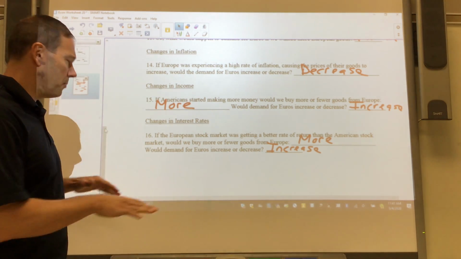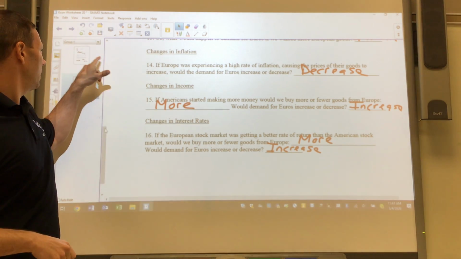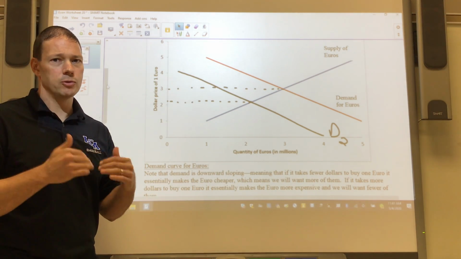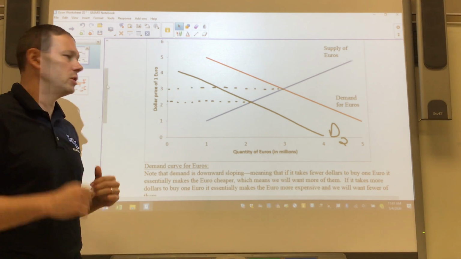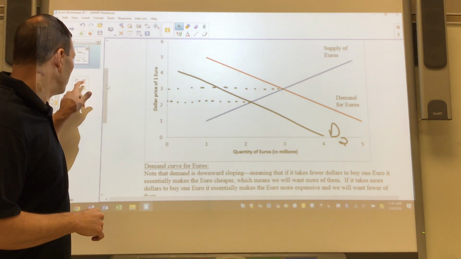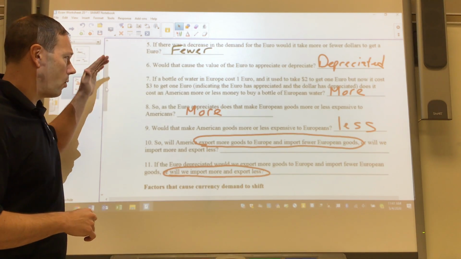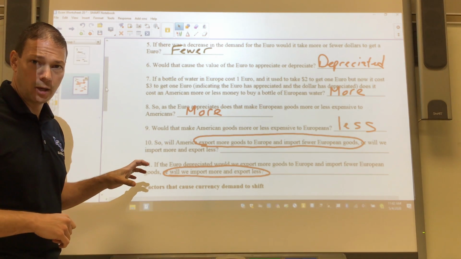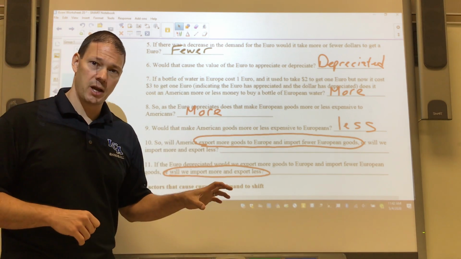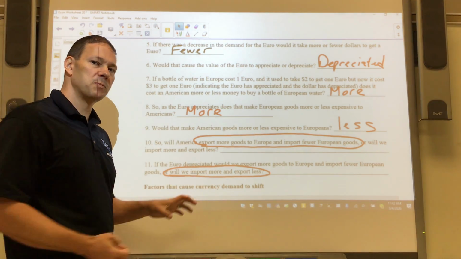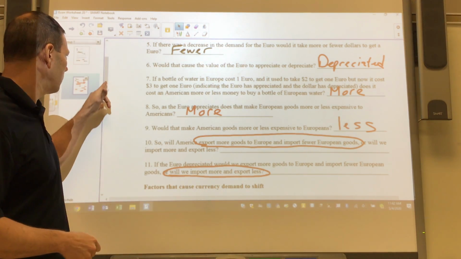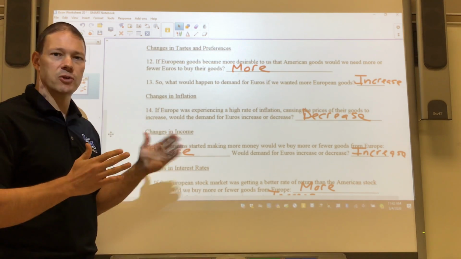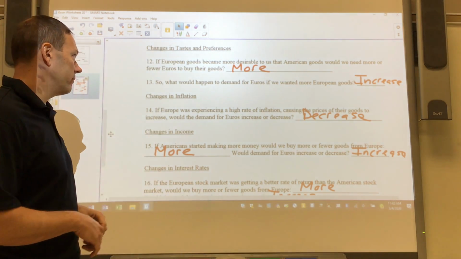So the big thing from this is understanding, like on the front, the appreciation and depreciation. Again, I always try to put it in terms that make sense to you or that you understand. The second part is understanding how appreciation and depreciation affects trade. Remember, if a country's currency appreciates, their stuff becomes more expensive to other nations, and vice versa if it depreciates. And then the last part is what would cause demand to change for a currency, and it's based on one of these 4 things.